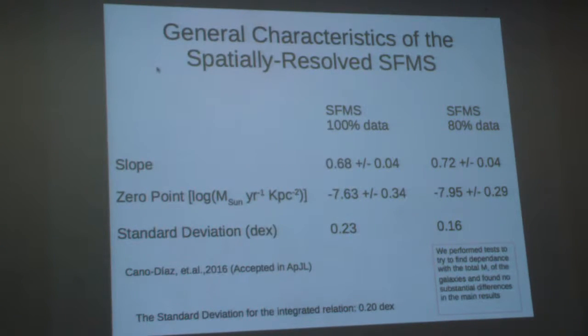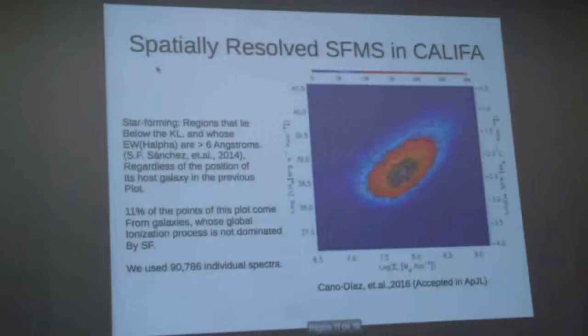As you can see, I didn't mention that. First of all, the color code of this plot is related to the number of points. And also the contours, I don't know if you can see them, show the 20, 40, 60, and 90% of the data. That means the total number of the points.